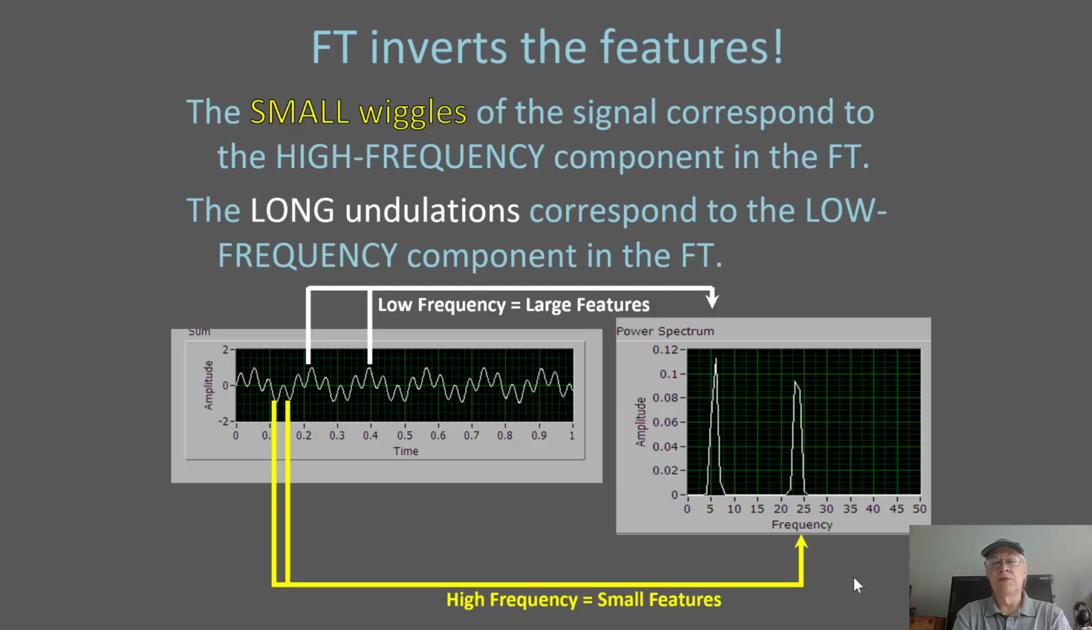Okay, so Fourier transform inverts the features. The small wiggles that you see here are what corresponded to the high frequency, and the overall sort of slow sine wave that's underlying here is that low frequency. Okay, so that's what they do. Now, we're used to hearing like that, and like I said, our ears handle that for us automatically. But it's an interesting question.